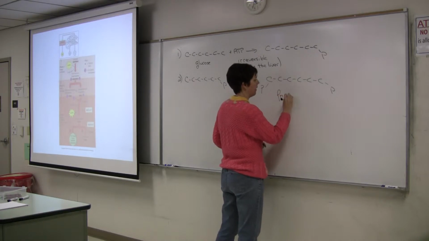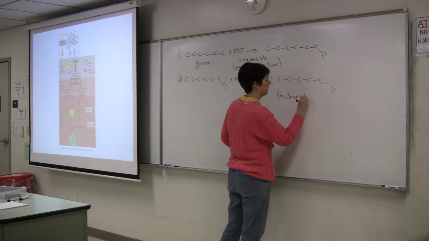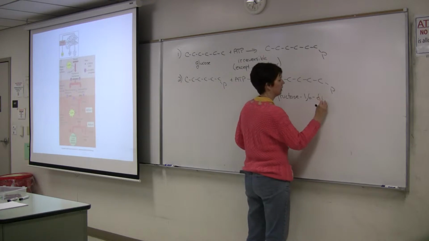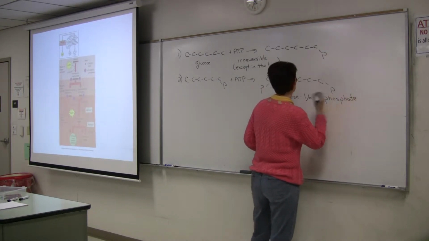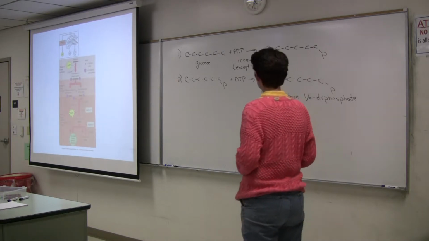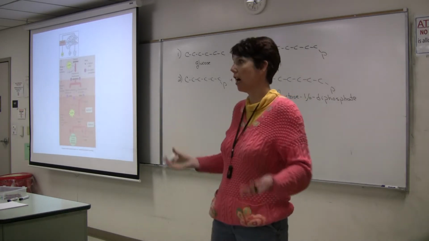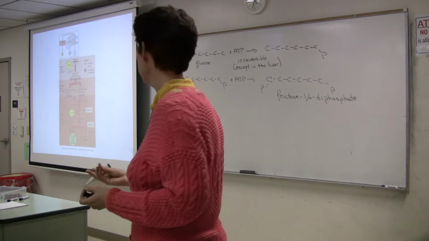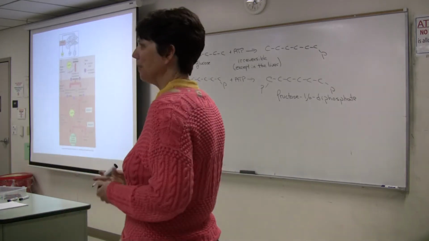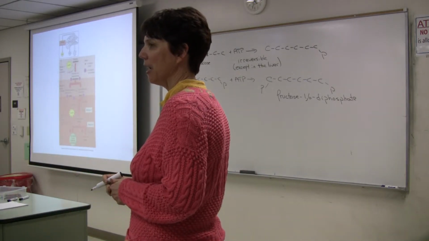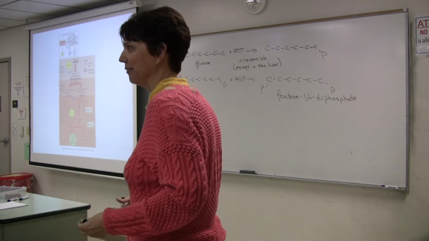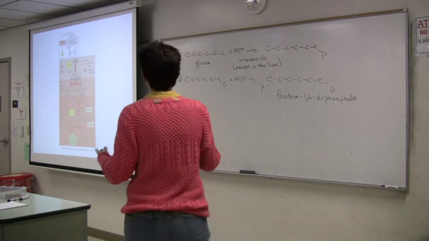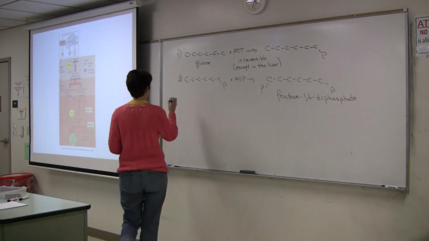But it doesn't have any different atoms than glucose does. It's just arranged slightly differently. Notice we've started our glycolytic reaction. We've used up 2 molecules of ATP. We've added to our glucose molecule instead of breaking it down. Okay? Now we're going to start to break it down.